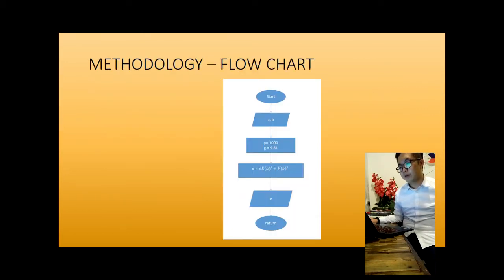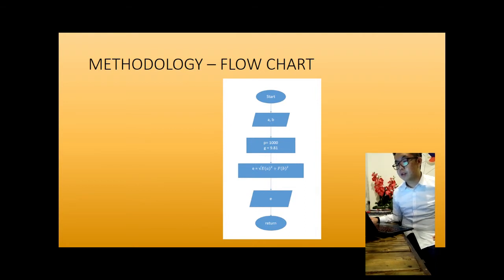For the methodology, there are two parts. The first part is the flowchart. The first diagram is the flowchart of the main function. We start and scan for the values of A and B. Initially, the density of water is 1000, gravity is 9.81, and then the equation is E equals the square root of ES squared plus FE squared. Then we print out E. Then this is a return function.